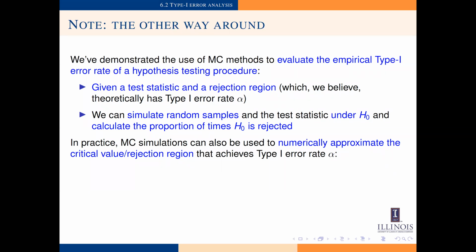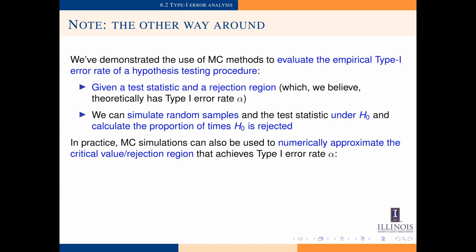So when you already have a procedure you developed, you want to see how it performs under various conditions, then you can try to evaluate the empirical alpha and compare it to the theoretical value you think it has. In practice, Monte Carlo simulations can also be used to numerically approximate the critical value or the rejection region that achieves a type 1 error rate alpha. I will not give an example of this, but I can give you an idea of how this works.